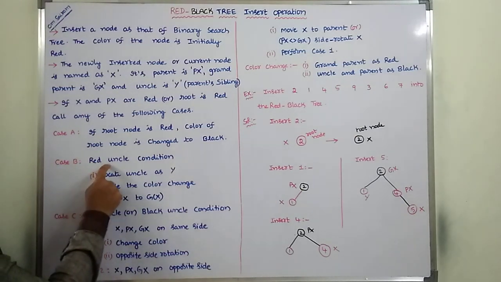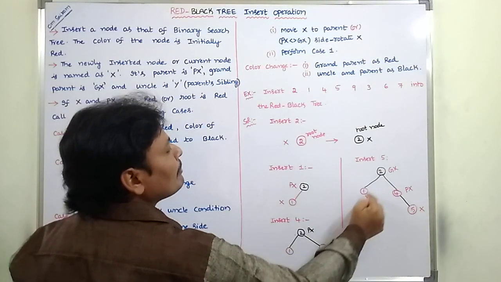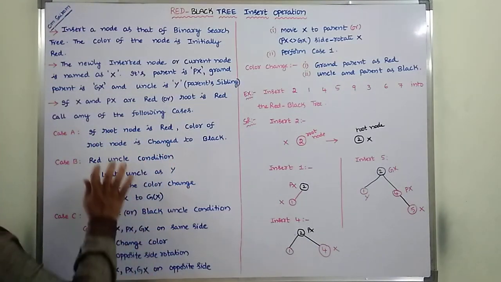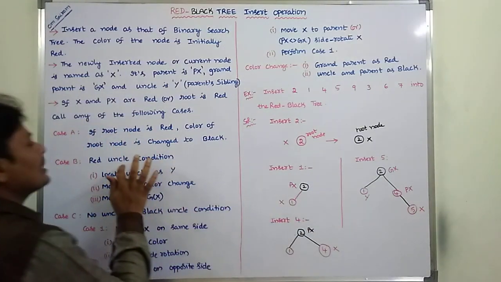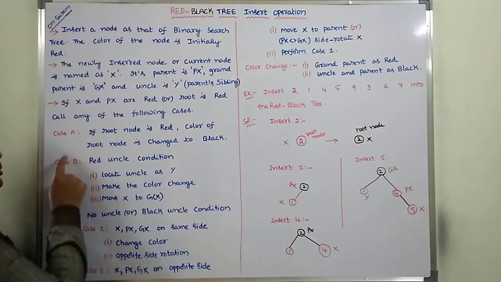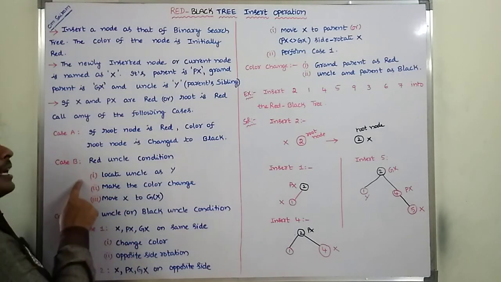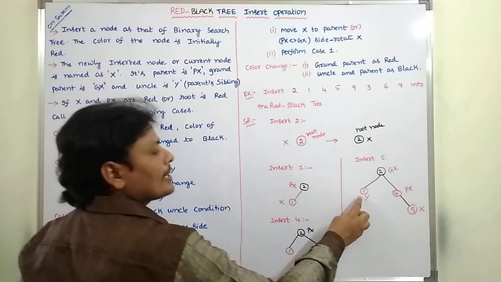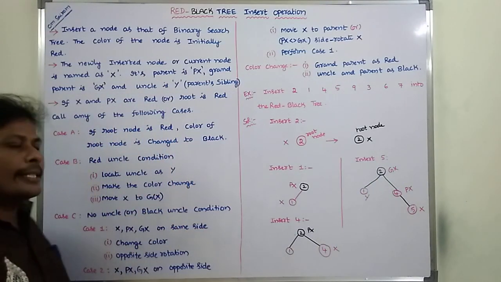Next, case B, the red uncle condition. Here the uncle is the parent's sibling or grandparent's son. So this is the uncle, and this is red. Red uncle condition means the parent's sibling is red. So this condition is true. Now we have to follow case B. In case B there are three steps. First step, locate the uncle as y. Already this is the uncle, parent's sibling or grandparent's son, denoted as y.